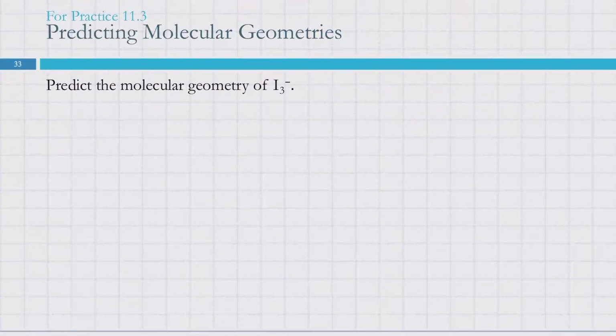Okay, one more for you to try. Predict the molecular geometry of this, I3 minus. Okay, we want to predict the molecular geometry of I3 with a 1 minus charge. What's important about the 1 minus charge? Extra electron. So this negative means that we have an extra electron for our electron count. That is important. You could probably arrive at the same molecular geometry if you forgot that that's the case, but some other issues could arise.